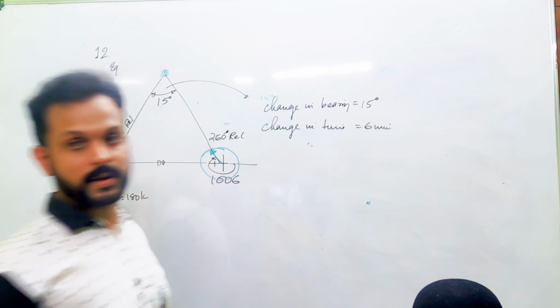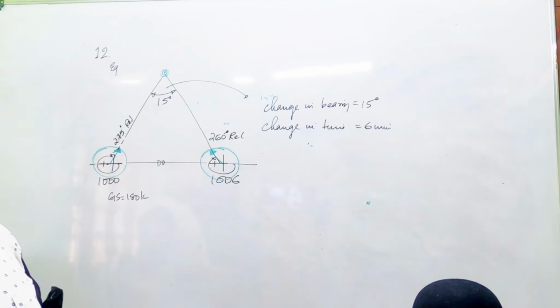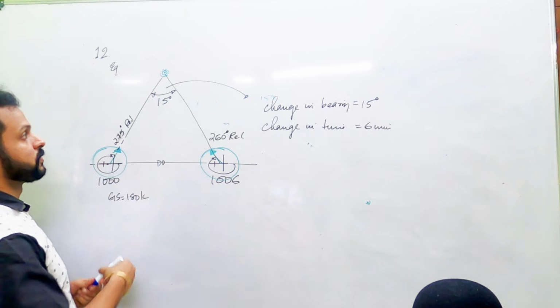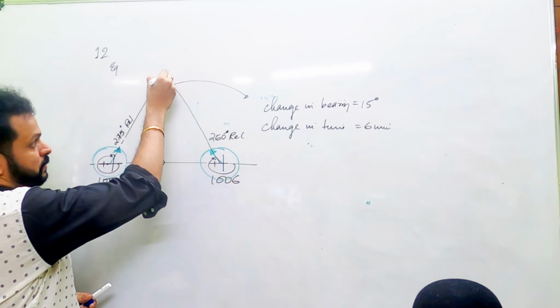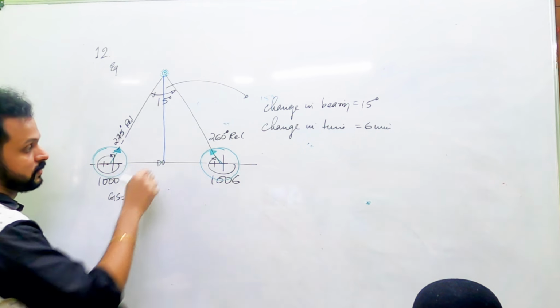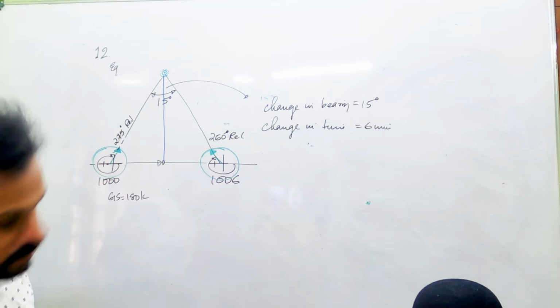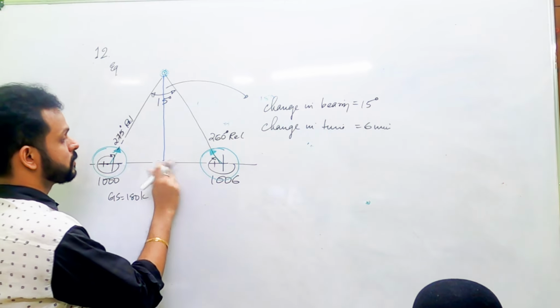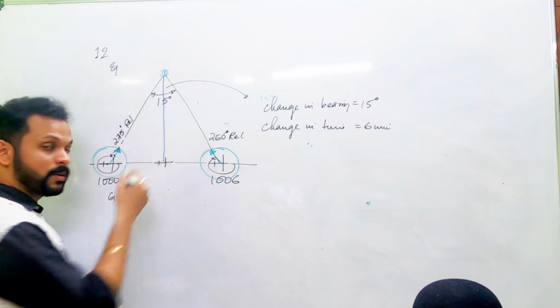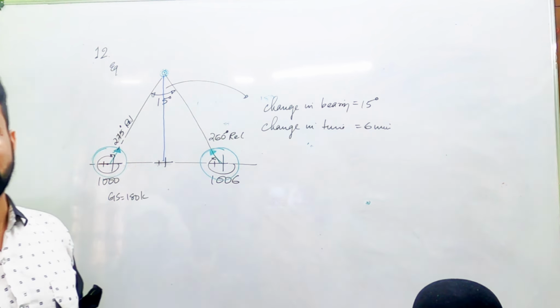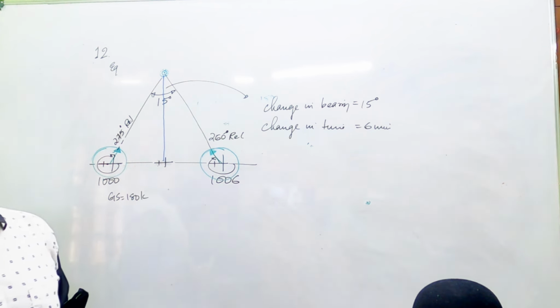Change in time is 6 minutes, right? Now, in such situations, you will be asked to find out what is the range of the aircraft. If I draw a line that is perpendicular, this is the time when the aircraft is abeam the station. Let me draw the aircraft here. And the moment the aircraft is here, I can say that the aircraft is abeam the NDB, or the NDB is abeam the aircraft, the abeam position.